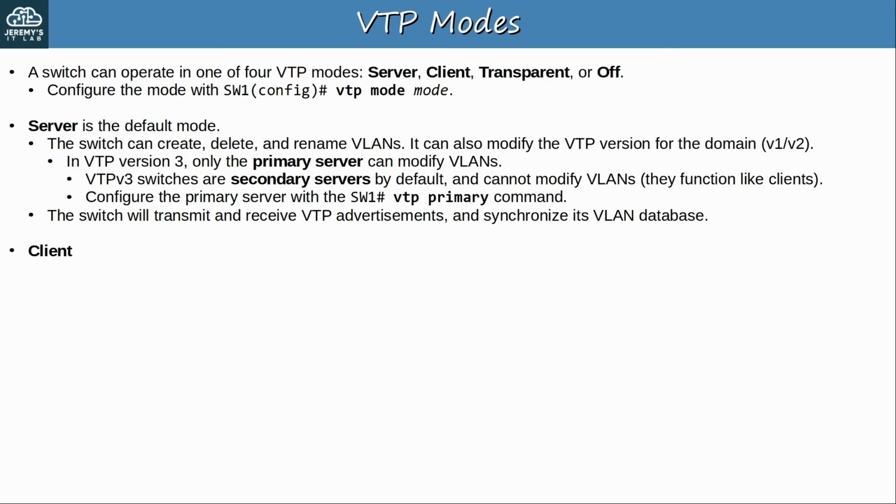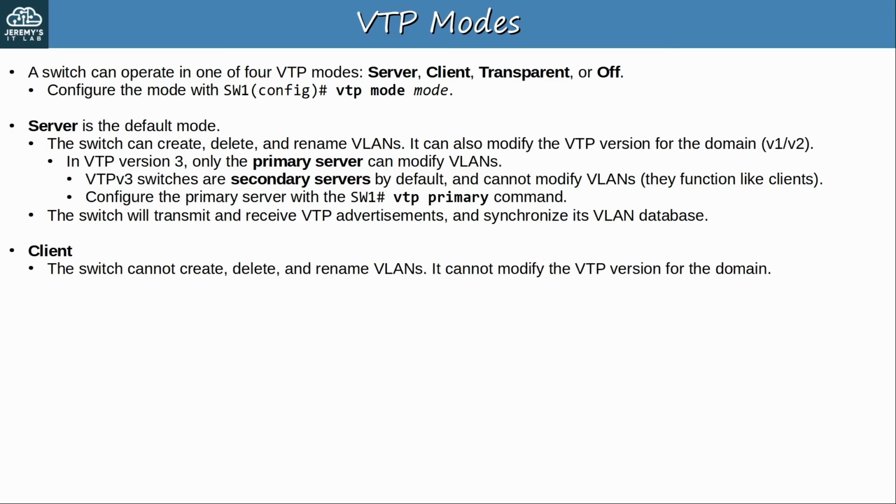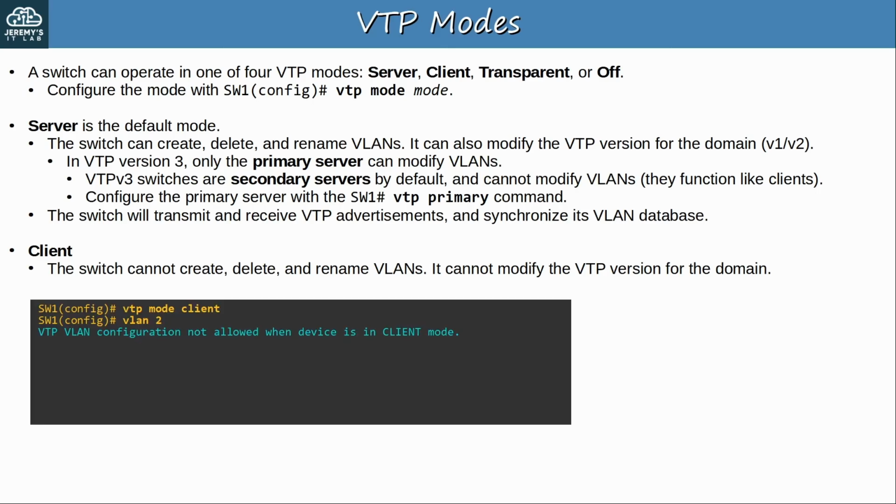Next up, client mode. In client mode, the switch cannot create, delete, and rename VLANs. It also cannot modify the VTP version for the domain. I configured switch 1 as a VTP client, and I was not able to create VLAN 2. However, if the switch can locally create extended range VLANs in version 1 and version 2, it can do so in client mode. Remember I said a couple slides back that some switches can locally create extended range VLANs in version 1 and version 2, but the switch won't propagate the VLANs using VTP.